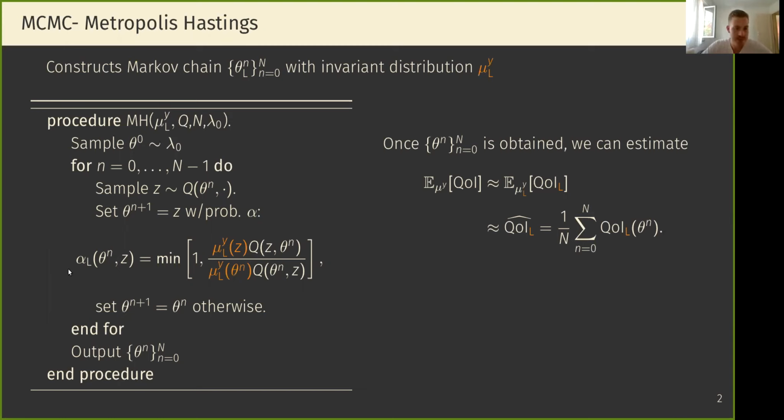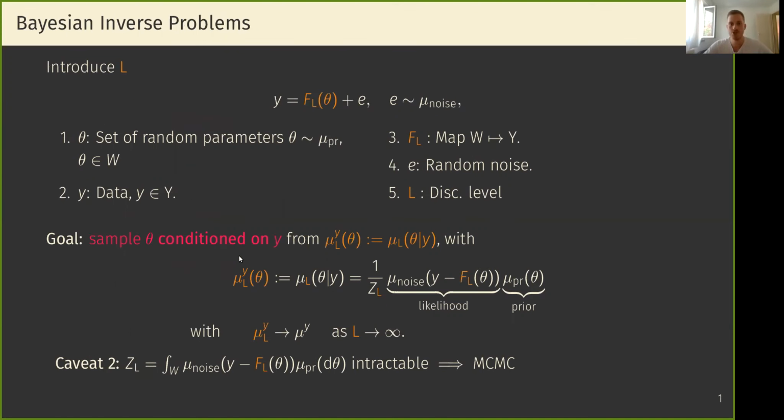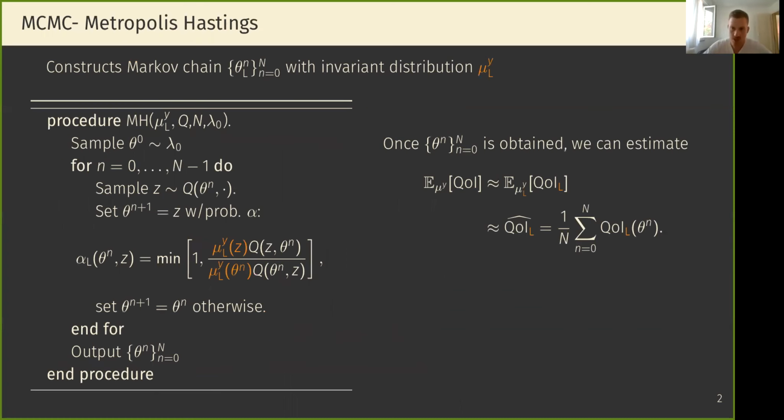Now, this probability alpha L is the so-called Metropolis-Hastings ratio. And evaluating this alpha L involves evaluating the posterior at this new candidate state theta prime, which in turn implies solving this forward model at that new point. And once a sufficiently long chain has been obtained, we can estimate expectations with respect to the original posterior of some quantity of interest Q, by first approximating this expectation with respect to the discretized posterior, mu y L, and then approximating this expectation here with the usual ergodic estimator given by this form.